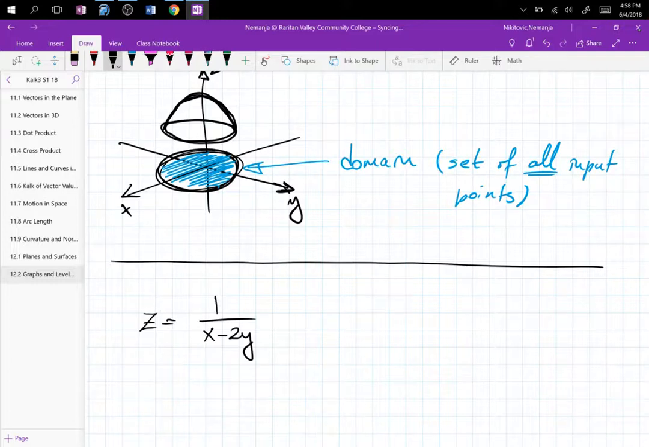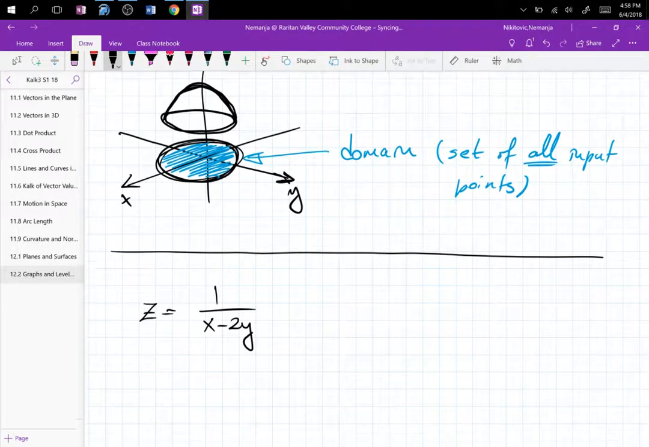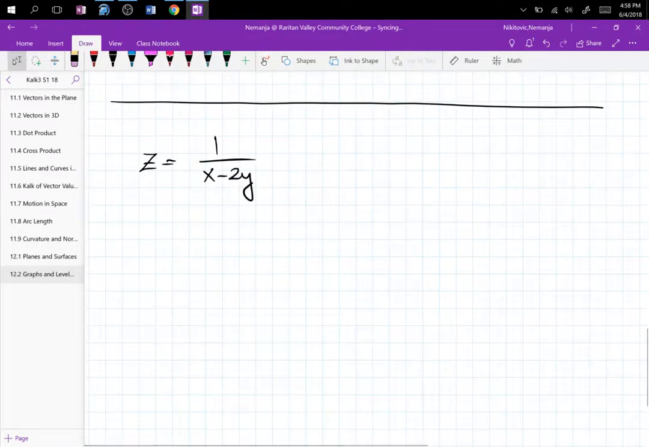Is this some kind of a formula that gives us 3D? Yes, it is. We see x, we see y, and we see z. So it must have 3. Now, do we know what this looks like? No. But can we figure out this domain? Yeah, we use the same stuff that we used in pre-calculus.